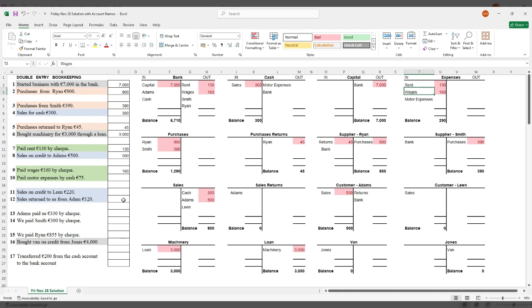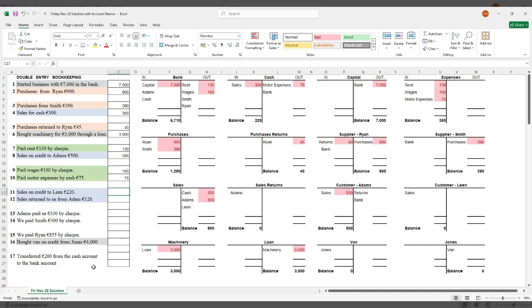Right, I push on. More expenses paid by cash, 75. Right, you're going to expect 75 to come out of the cash account, which it does. You want to explain to somebody what's that for. It's for motor expenses. Go over to the expenses account or the motor expenses, you'll find the debit entry. We'll push on.